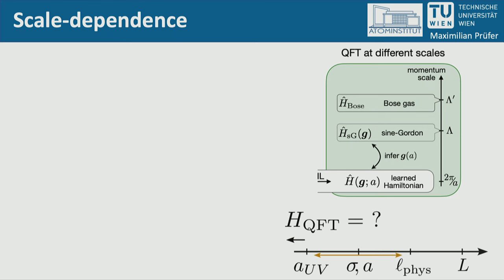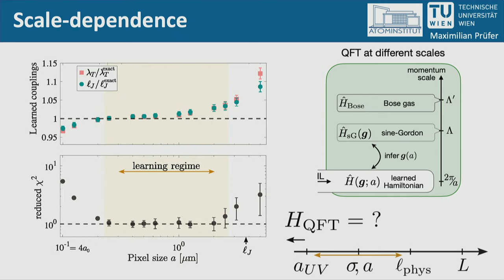Okay, so what do you do? You want to learn the Hamiltonian, and what we wanted to look at is what the Hamiltonian is as a function of measurement scale. So you do some numerical simulation. This numerical simulation has some lattice scale a_UV, and now you do a coarse graining of your results, and as a function of the coarse graining, we do the Hamiltonian learning. Okay, and these are the results.